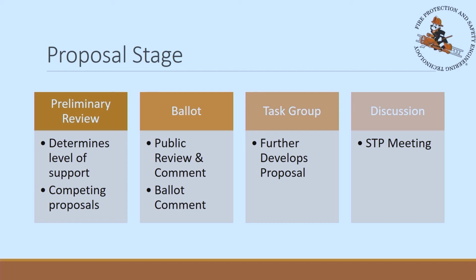Then it gets sent out to ballot, where it's going to be public review. That draft standard goes out to the public, and the public then has the opportunity to weigh in. If there's something they don't like in it, they can say, yes, make these changes or not, which then gets sent back to the committee. The committee will ballot it at that point. Now, UL could still at that point say, you know what, we need a task group to further develop this proposal, and therefore not move forward. Or it then gets sent to the technical panel to meet and review what's there.